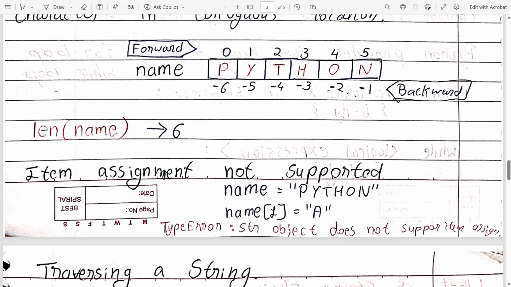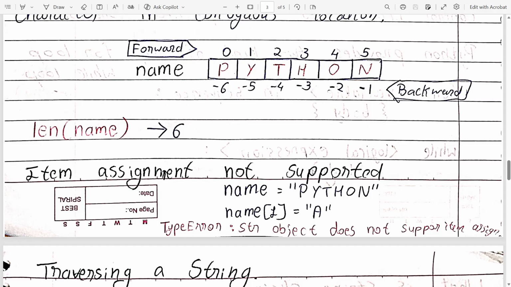There is also a function we can use with the string, len of name. It will return the length of the string. So here you can see that there are 6 characters in the string, so it will return 6.